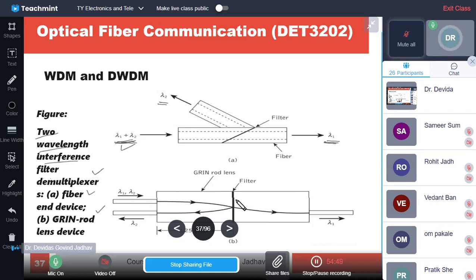So if these are the demultiplexers, similarly the multiplexers also can be done just by addition of the fibers. Multiple signal launching is there, but the important thing is how to separate the wavelengths. These are the devices for the demultiplexing. Okay.